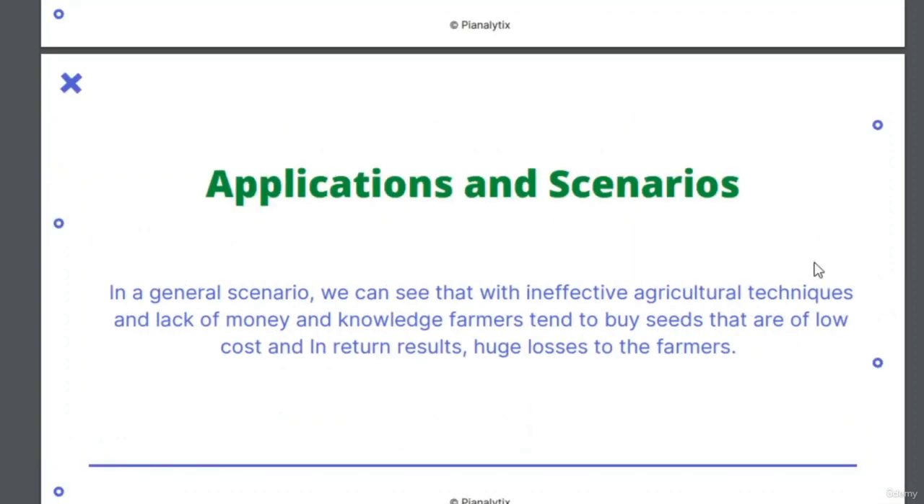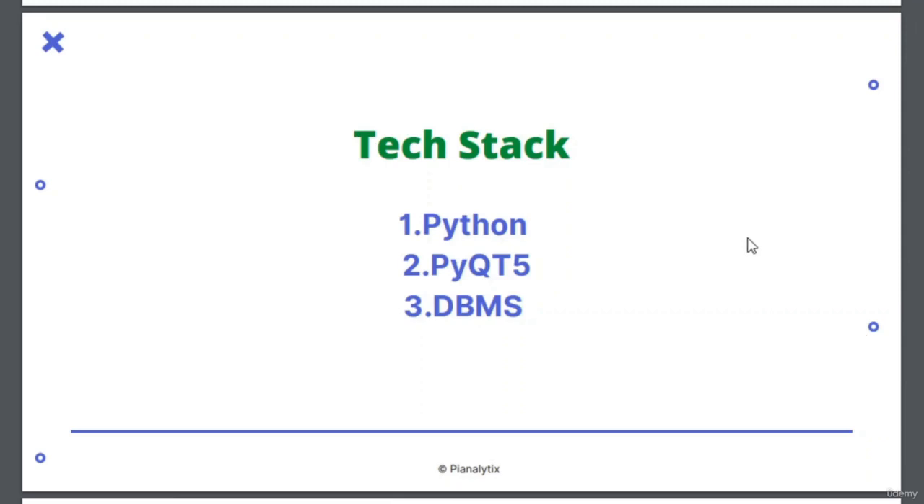Now let us discuss a few general scenarios of this application. In a general scenario, due to ineffective agriculture techniques and lack of money and knowledge, farmers tend to buy seeds that are of low cost and in return suffer a huge loss. A huge loss also occurs to the environment, wherein farmers are using fertilizers to hide the low productivity of low quality seeds, which is never going to work.